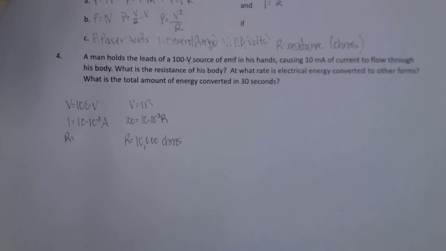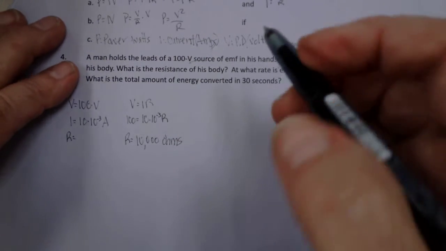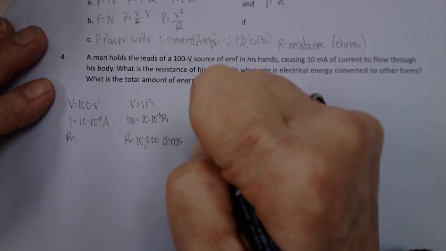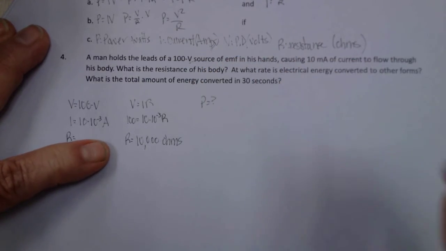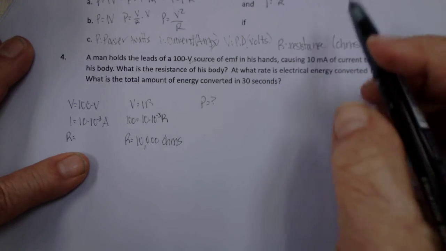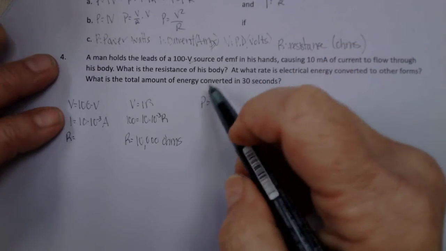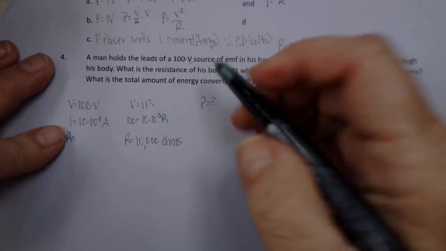Right, now the next question is, at what rate is electric energy converted to other forms? If I'm talking about the rate of utilizing energy, that's power. So power is what I'm looking for. I know V, I know I, and now I know R. I can use any of that.